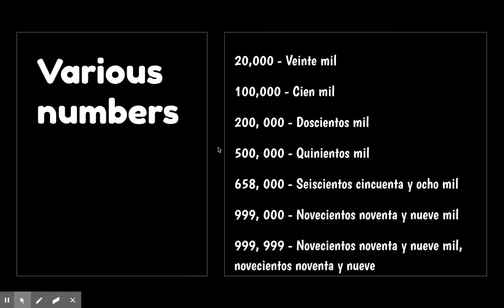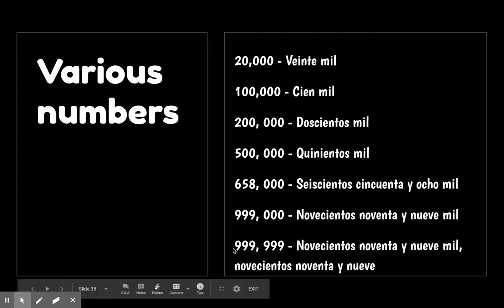All right, here are some other various numbers. 20,000. 100,000. 200,000. 500,000. 658,000. 999,000. 999,999.